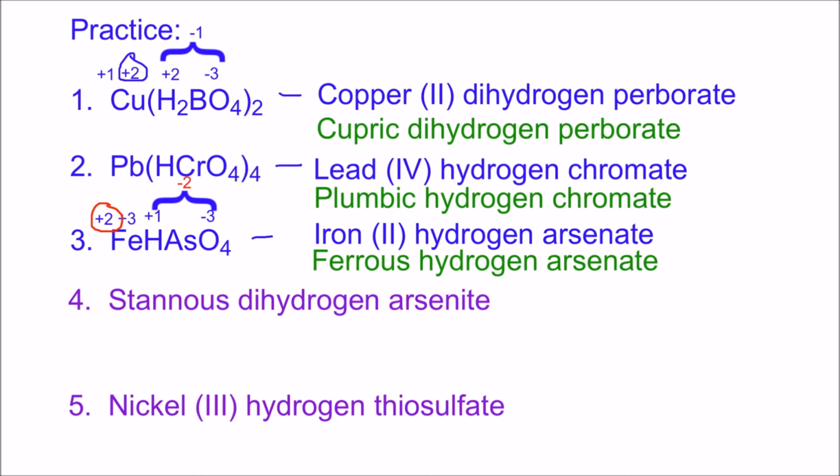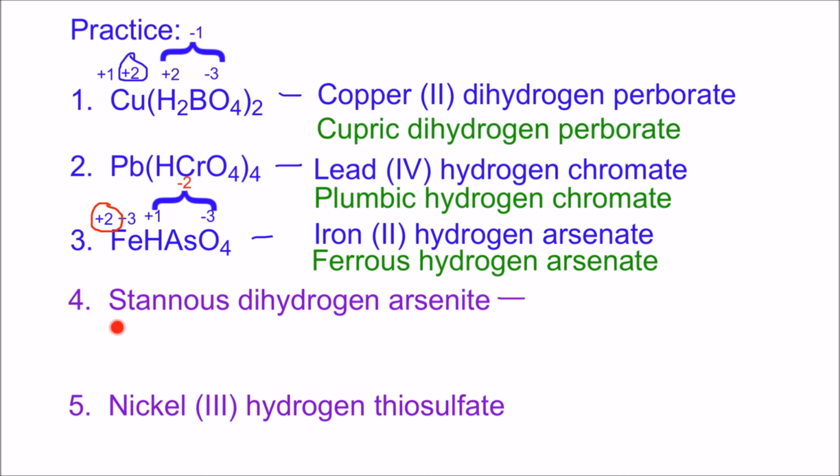Now we need the common name. Well, we're going to do the Latin stem for iron, which is ferr. And then we have the +2 version, which means we're going to end with ous. So we have ferrous. Then we bring down hydrogen and arsenate. So we get ferrous hydrogen arsenate. Okay, now let's try doing the name to the formula.